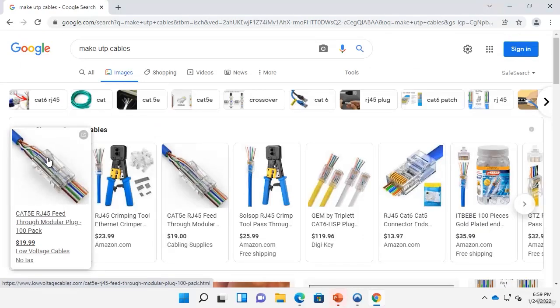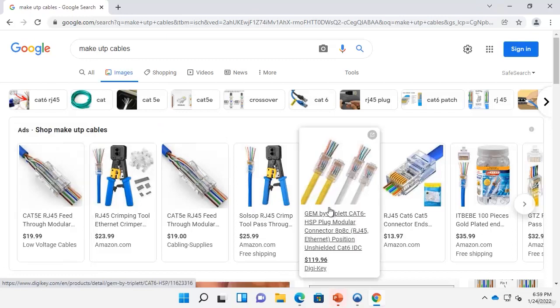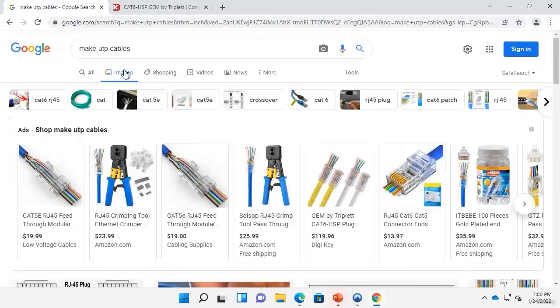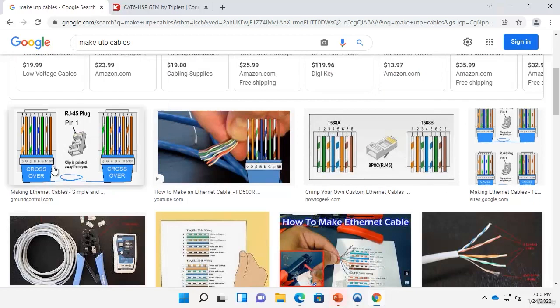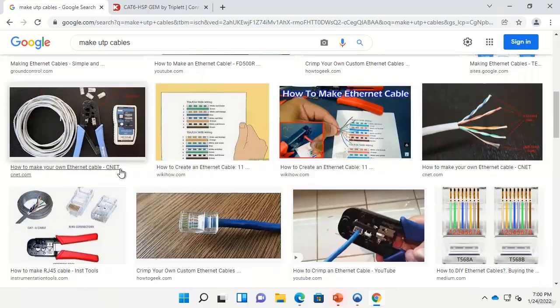All right, this is a good. Actually, let's see. These are of course ads. Let me switch to images. Okay, so it shows the wires and then how you would insert them. Here's your T568A and B standards. I mean, essentially all you're going to need is a cable stripper and cable crimper. Okay, and you can get a combo tool for that.